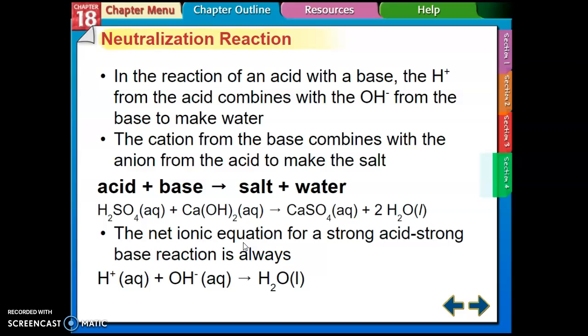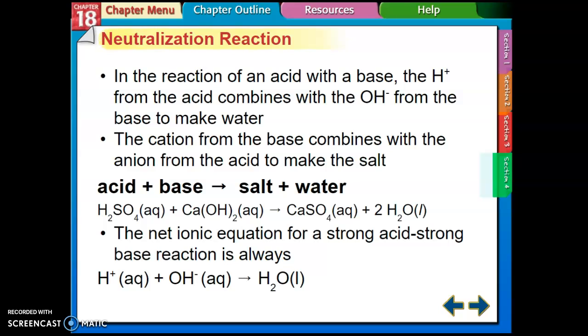Now, in the reaction of an acid with a base, the H+, which is what makes an acid, combines with the OH from the base, again what makes a base, to make water. The cation from the base combines with the anion from the acid to make the salt. So an acid and a base form salt and water. Here's an example. Sulfuric acid and calcium hydroxide react to form calcium sulfate and water.